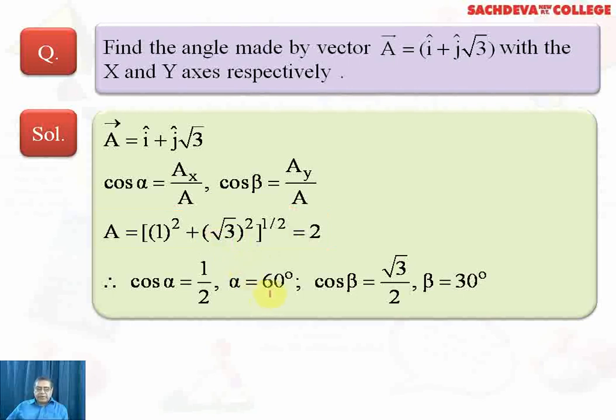If we want to find cos alpha, it is Ax over A, so 1 over 2. Alpha is 60 degrees, because cos 60 is 1 over 2. Cos beta is Ay over A, that is root 3 divided by 2, and that is possible if beta is 30 degrees.